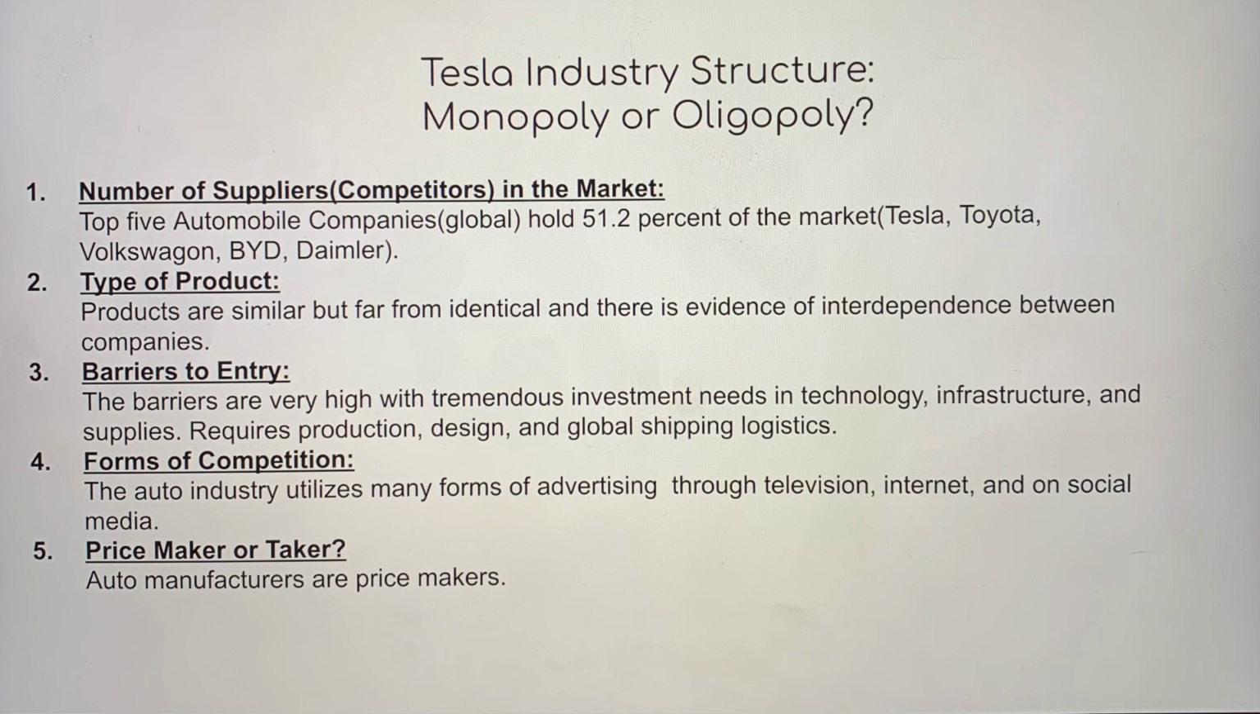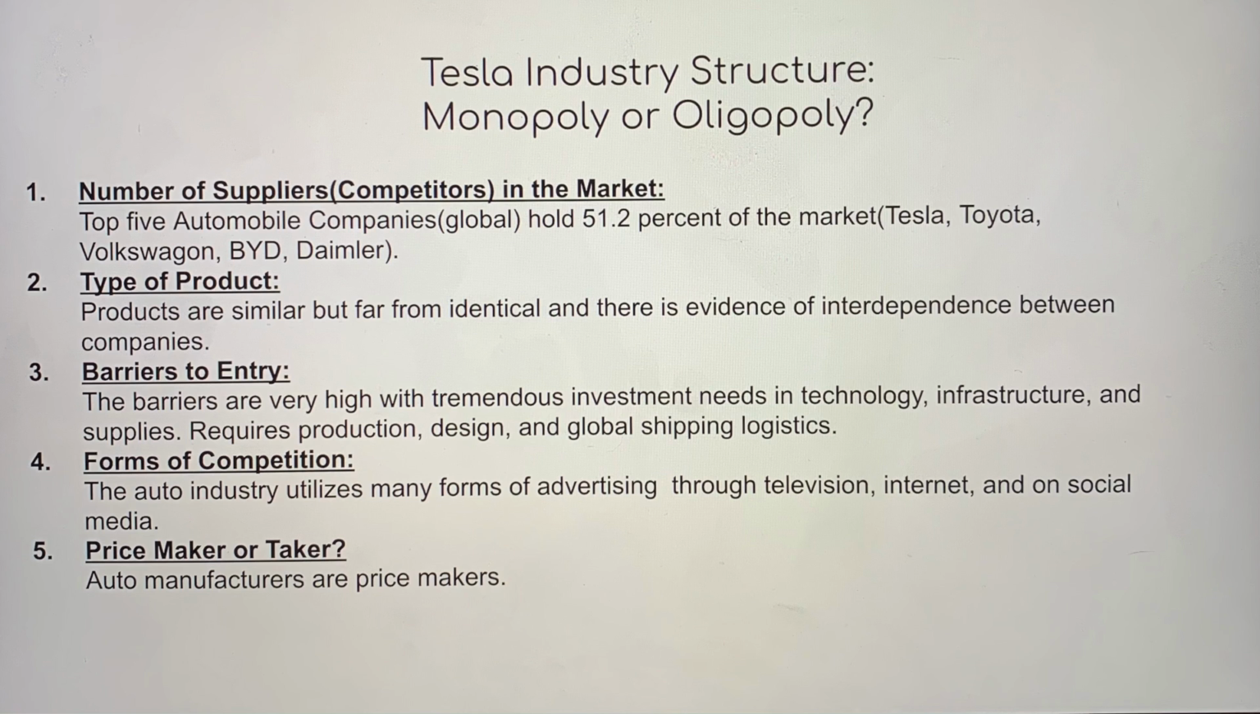Next we'll look at the type of product. The products are similar but far from identical, and there's evidence of interdependence between the companies. We'll also look at barriers to entry. The barriers are very high to get in the automobile industry, with tremendous investment needs in technology, infrastructure, and supplies. They also require production, design, and global shipping logistics.